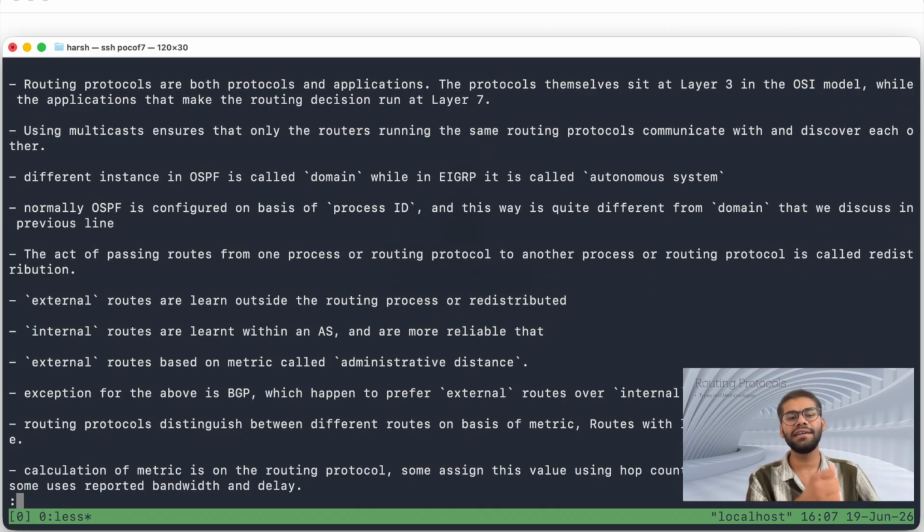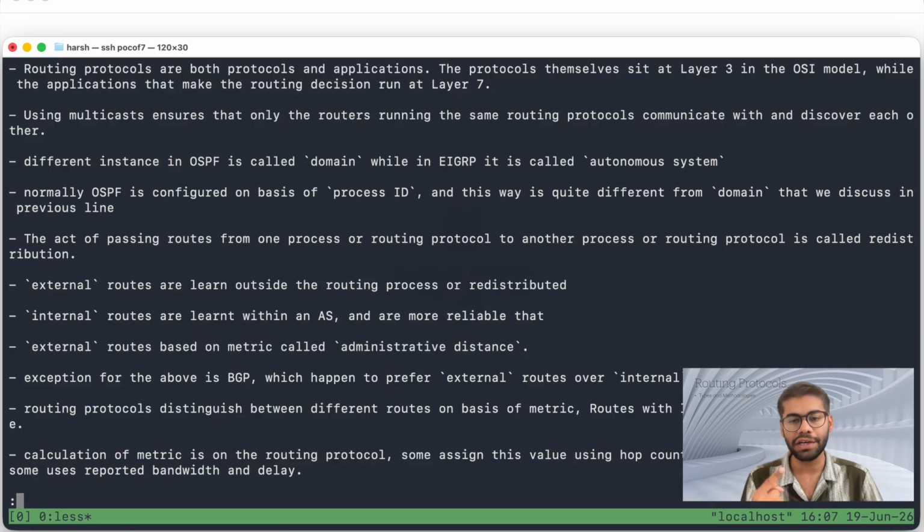The external routes are routes redistributed into a routing process. For example, when we run EIGRP with an autonomous system, suppose XYZ, and we statically define some routes, the statically defined routes will be external routes to that EIGRP autonomous system. The same goes for an OSPF domain: statically defined routes are external to that OSPF process.